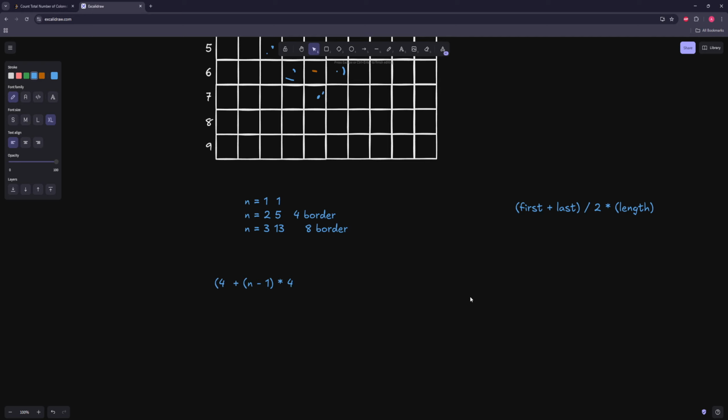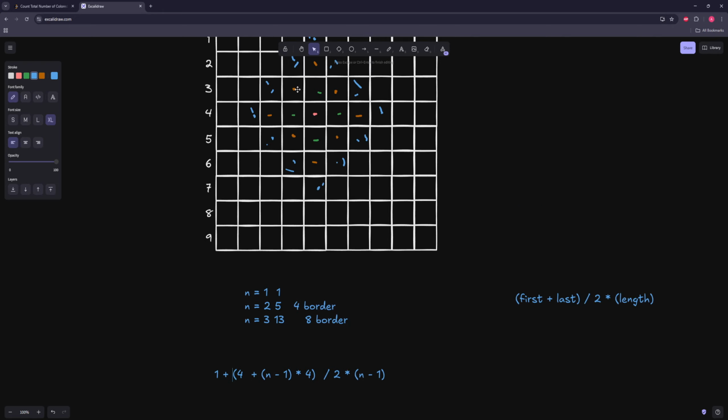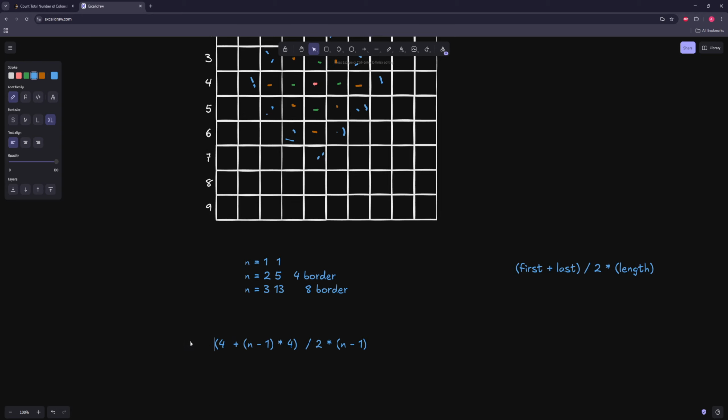So the first is going to be that, and the second number is going to be this. Then we need to do over 2 times the length. What's the length? If we're at 3, let's say 2 to 3 is length 2, so I think it's just going to be n minus 1. Now we just try to simplify this, or we can even plug this in and it will just work too. There is also the 1 in the front, because we keep having this border, but we started out with 1 cell, so it's 1 plus whatever this is. But we can add 1 later.